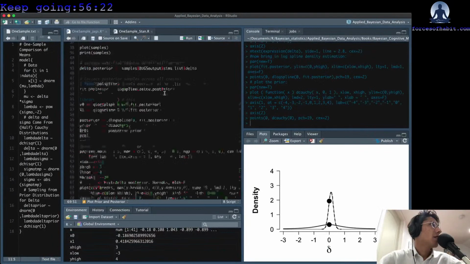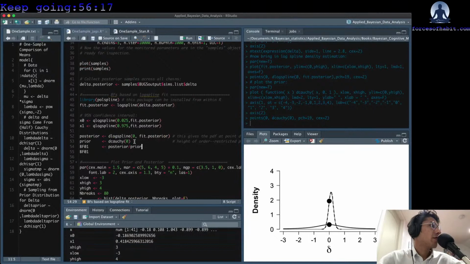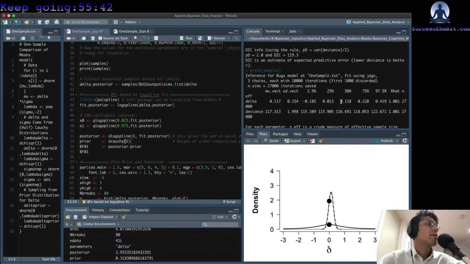So we do this ratio of a point estimate. Right, so we have this prior, this value, and we do a ratio of this above that, which is the posterior at zero, and there's evidence in favor of the posterior, which in this case is centralized at zero. Look at the mean.